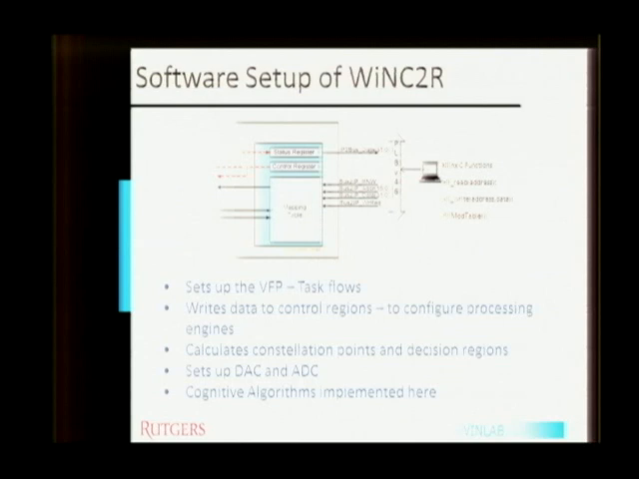You can calculate the constellation points. You need not hard code all those points and write them. You can let a function like fill mod table do those calculations, do the energy divisions, and also do some scaling, as in it need not be uniform scaling. And in parallel, calculate the decision regions and again write into the demodulator. You can use it to set up ADC and DAC. So most of the algorithms can be set up here because of this window to the processing engine, you are able to configure the engines.